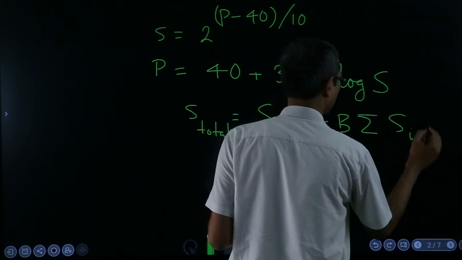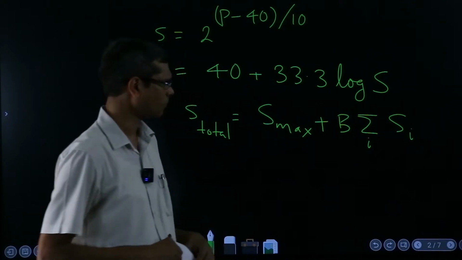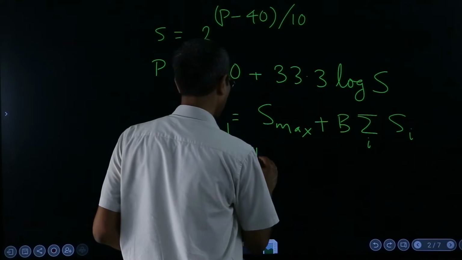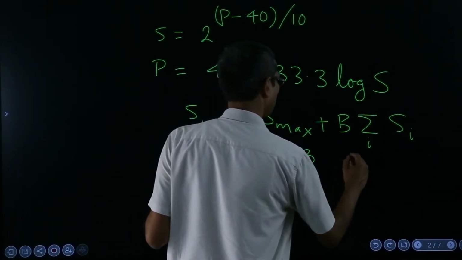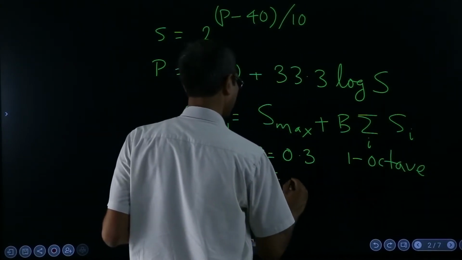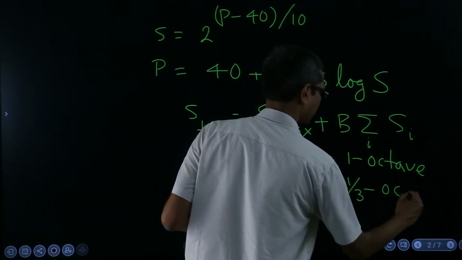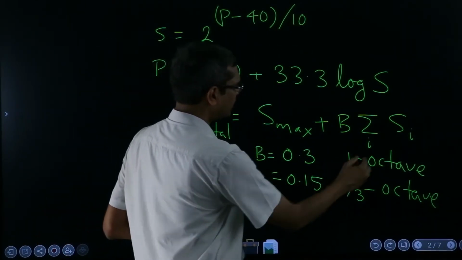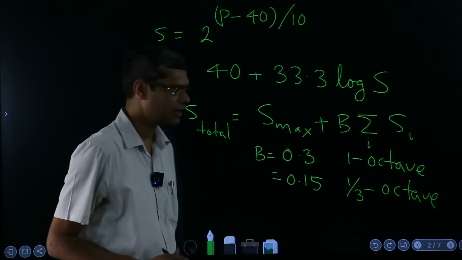And B is equal to 0.3 for 1 octave and 0.15 for 1/3 octave. And in this summation you do not add the maximum. Now what it means, I'll just tell you now.